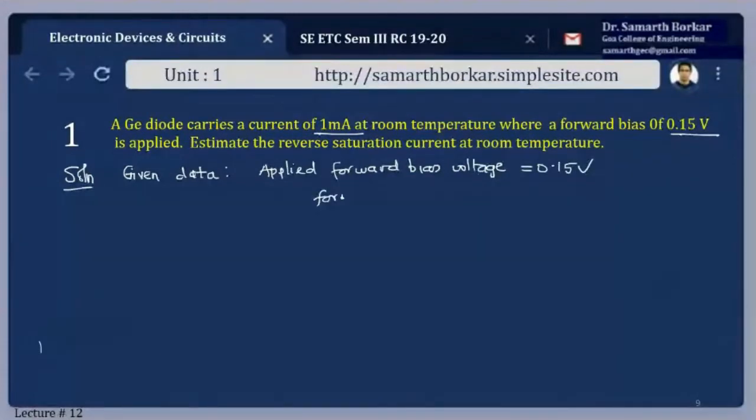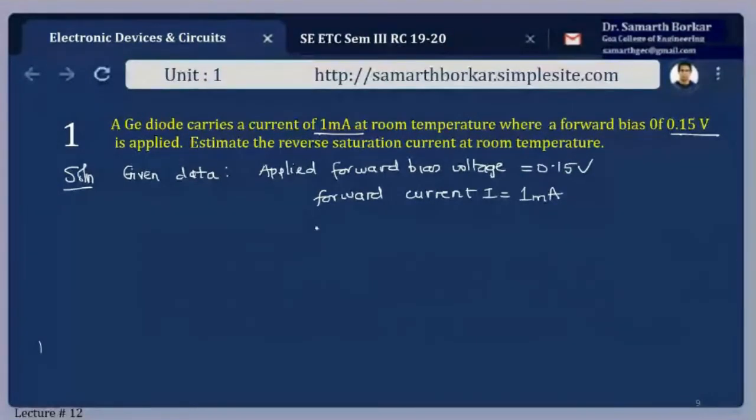Forward current I is equal to 1 milliampere. See, 1 milliampere in case of electronics is a very high current, fine, 1 milliampere.